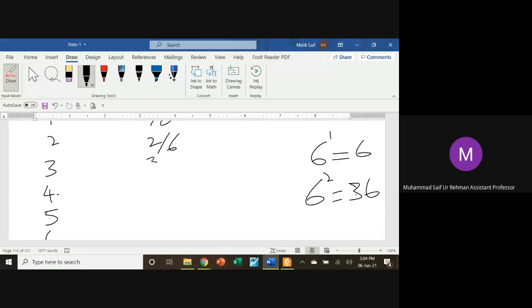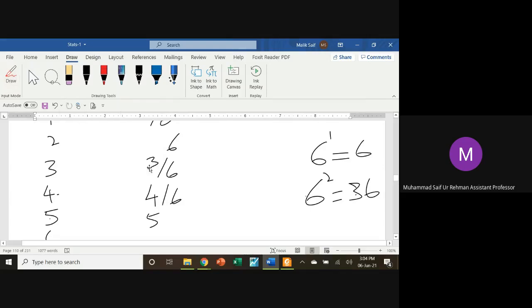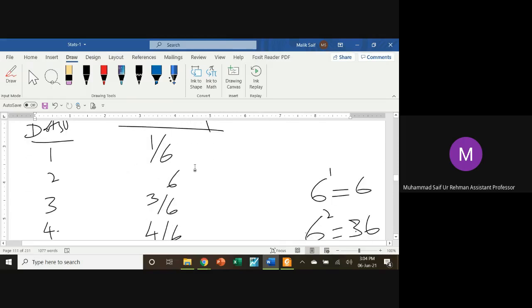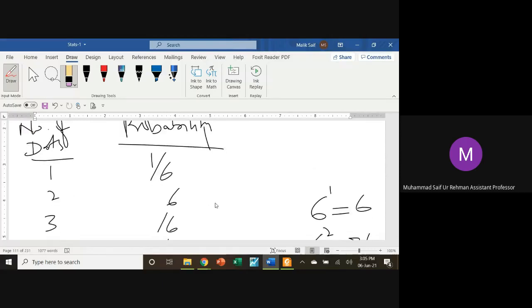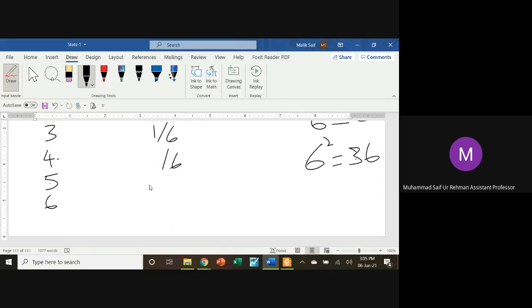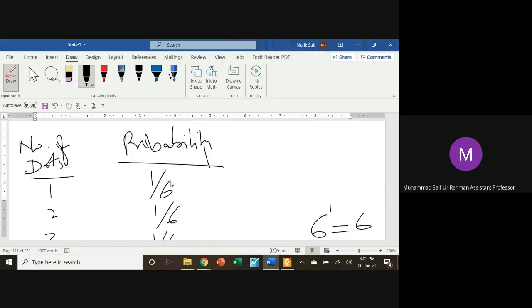2 by 6, 3 by 6, 4 by 6. Sorry, no. Sorry, let me correct it. It will be basically 1 by 6 for all cases, not 3 by 6. You can see the probability. 2 may occur once in one roll. It means the probability for that will be 1 by 6. 3 may occur once in one roll, 1 by 6. Similarly, 4 may occur once, 1 by 6. 5 may occur once, 6 may occur once, 1 by 6. So when you add these probabilities, the answer will be equal to 1.